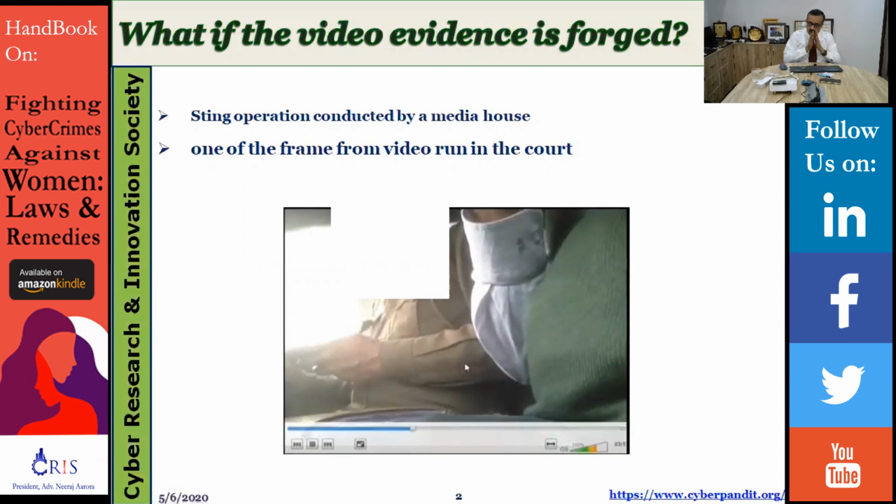So I think now it would be clear to you that admissibility may make a forged document admissible, but authenticity has to be proved. Until authenticity is proved, the court will not rely upon it. And as we are going to discuss, proving authenticity is a difficult thing as compared to admissibility.